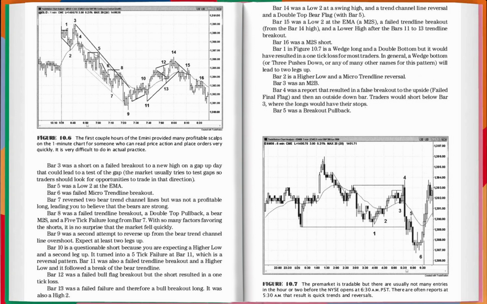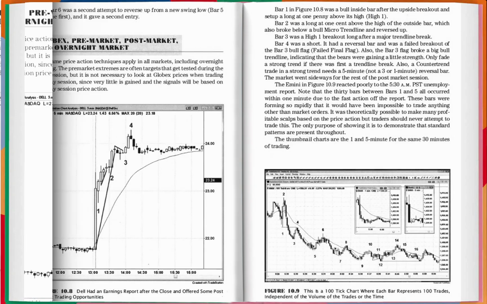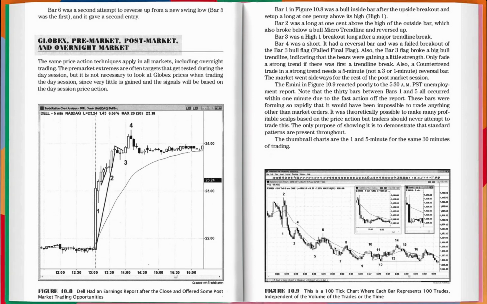Bar 4 was a report that resulted in a false breakout to the upside, a failed final flag, and then an outside down bar. Traders would short below bar 3, where the longs would have their stops. Bar 5 was a breakout pullback. Bar 6 was a second attempt to reverse up from a new swing low. Bar 5 was the first, and it gave a second entry.